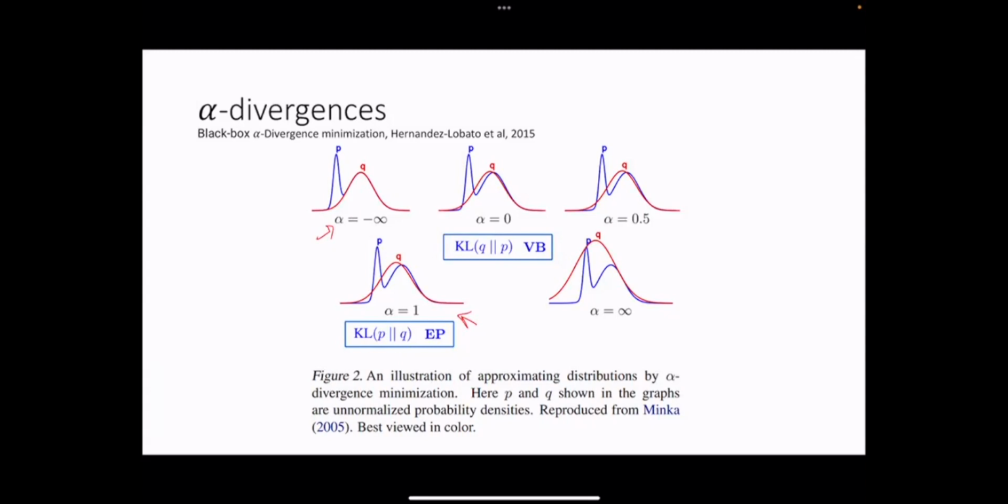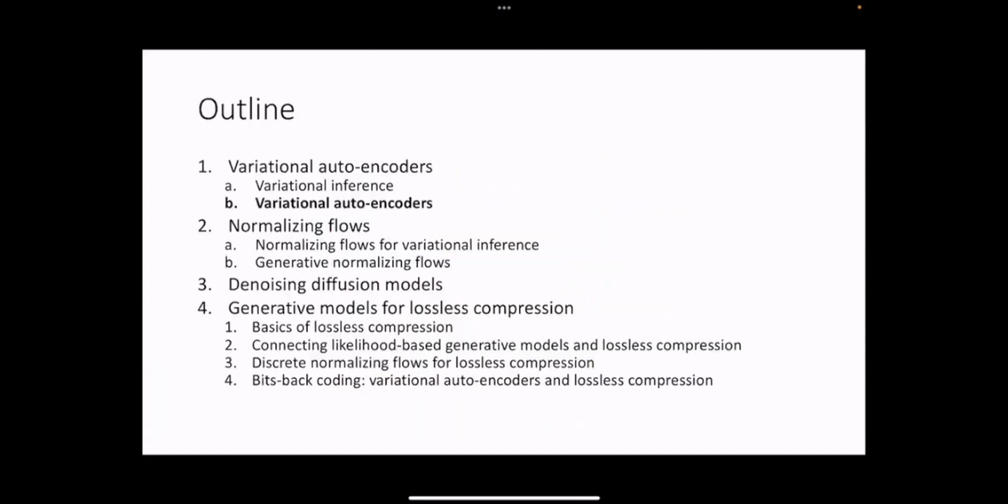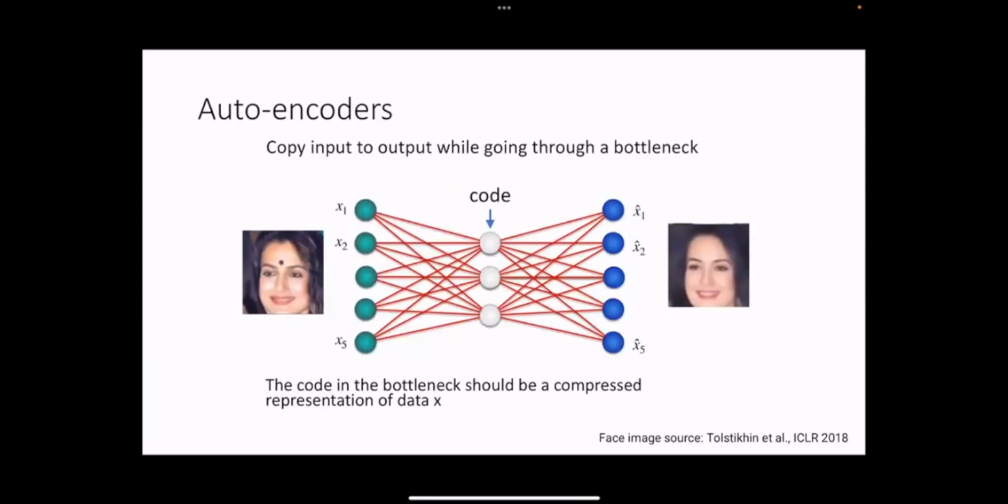Okay, so this was a brief summary of variational inference, and I hope I didn't bore you too much. Now we're going to try to use this in combination with autoencoders to create a generative autoencoder called a variational autoencoder. As I said, variational autoencoders start from autoencoders. So let's briefly go through that again.